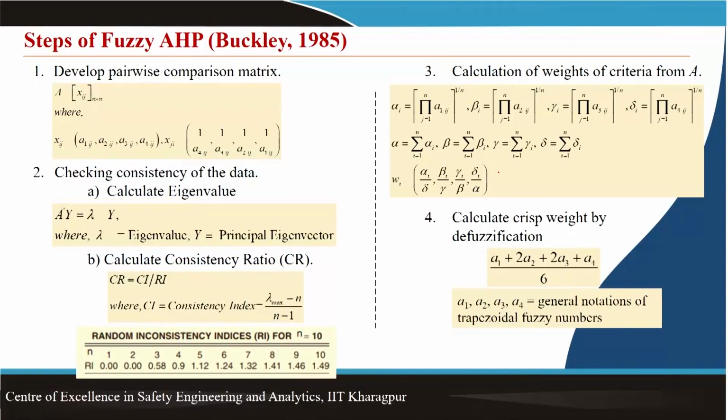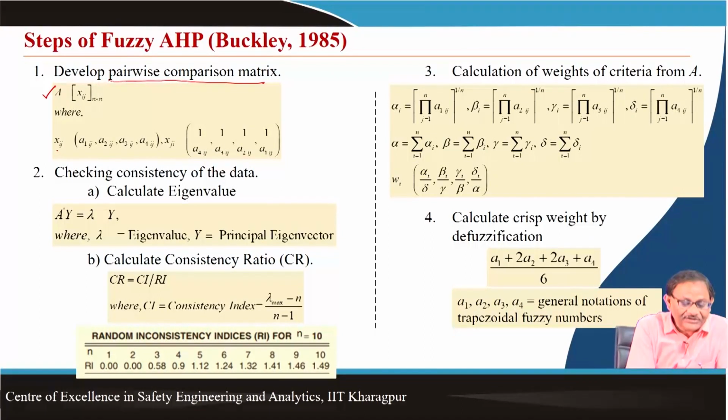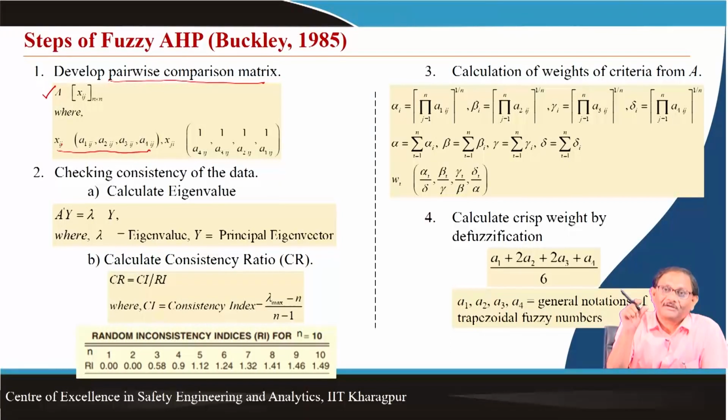So, first and foremost, as I told you, you have to create the comparison matrix in linguistic terms. After that, from the comparison matrix, you make the trapezoidal fuzzy number, the fuzzy comparison matrix. Okay, the pairwise fuzzy comparison matrix, which is A, where each cell will have 4 elements. When xij means the ith row and jth column entry, it is a1 ij, a2 ij, a3 ij and a4 ij, that is 4 trapezoidal numbers.